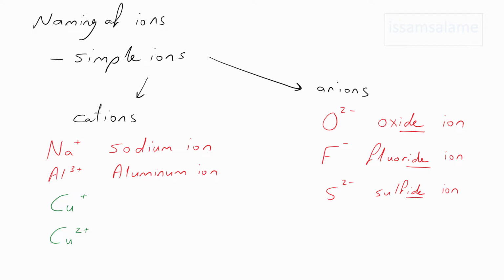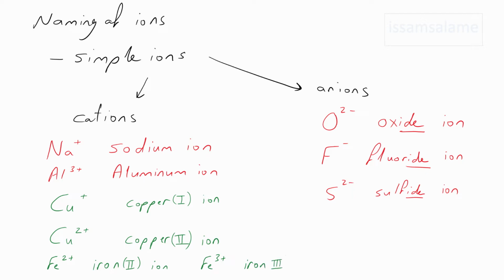Like here, the first ion for copper with a positive 1 charge, we are going to call it copper 1 ion using a Roman number. And the second one, which has a positive 2 charge, we are going to call it copper 2 ion. The same thing is happening with iron. We have two possible charges. We have 2 plus, we are going to call it iron 2, and we have 3 plus, we're going to call it iron 3. So whenever we have an ion with more than one possible charge, we have to mention that charge in their name, like iron and copper, using a Roman number.